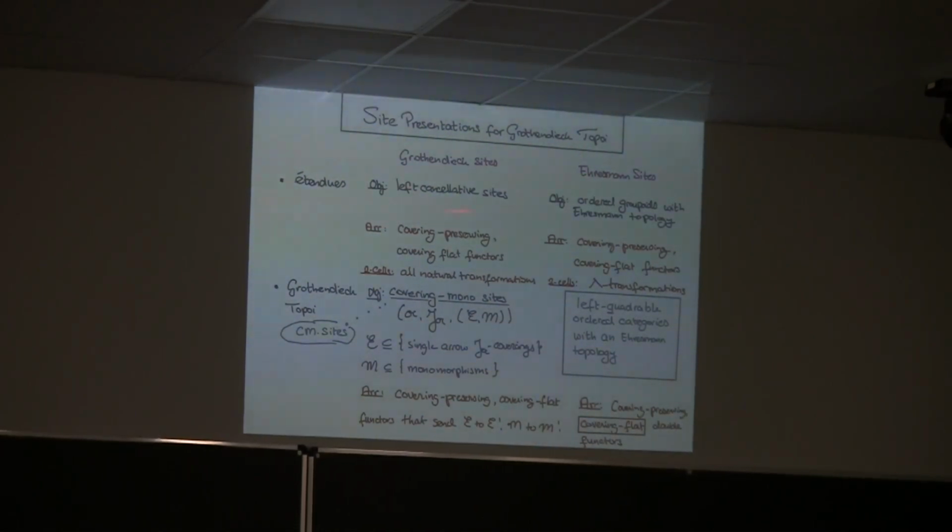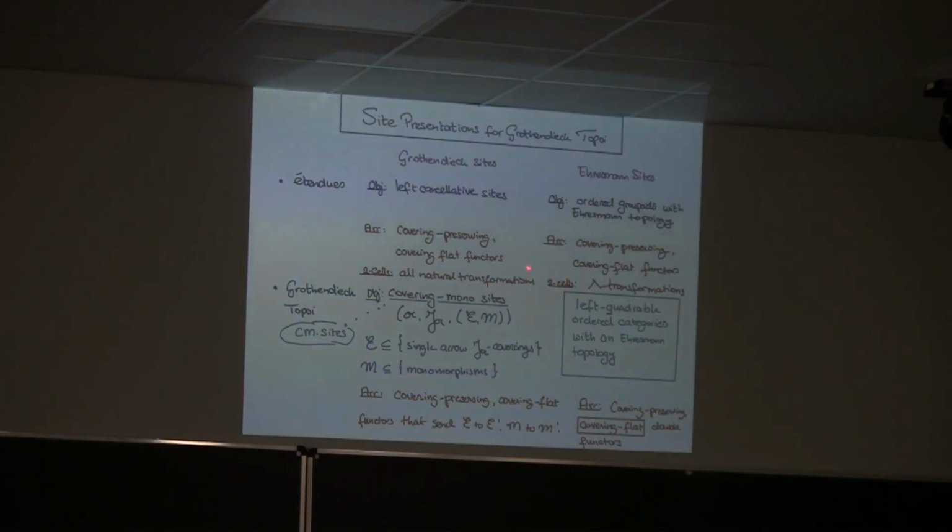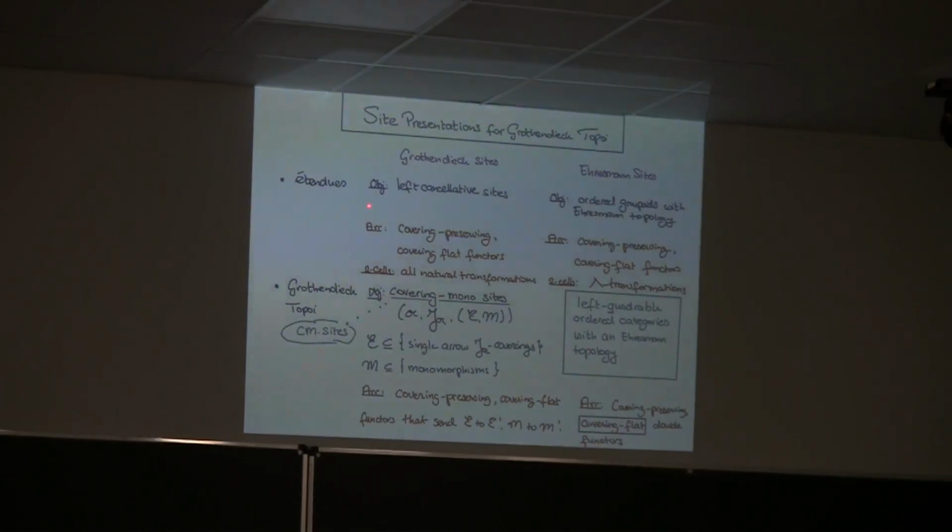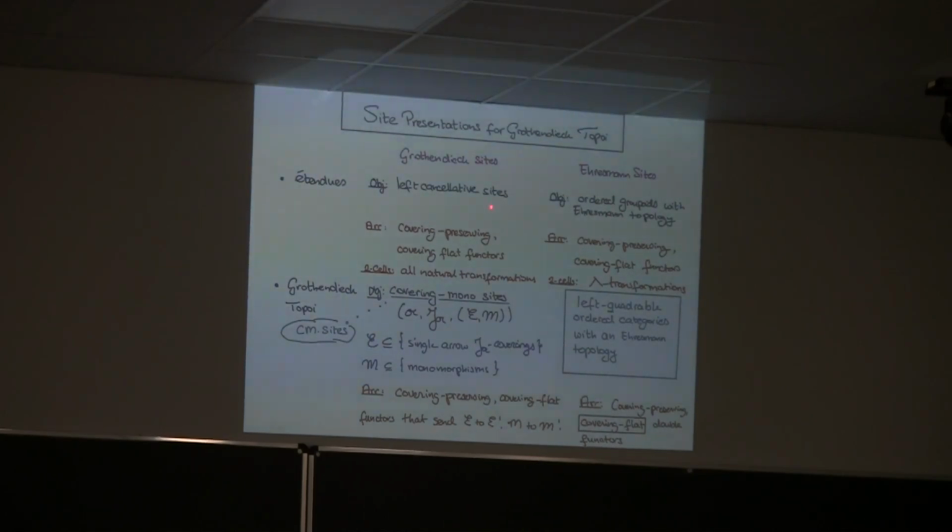What we had done originally for the Ehresmann sites was that we showed that we had an equivalence between left-constitutive categories and ordered groupoids, and then we just had to translate what covering preserving and covering flat meant, which became covering preserving, the obvious thing to expect. Covering flat took a little bit of work, and I will review that in a moment. And so we are now going here.